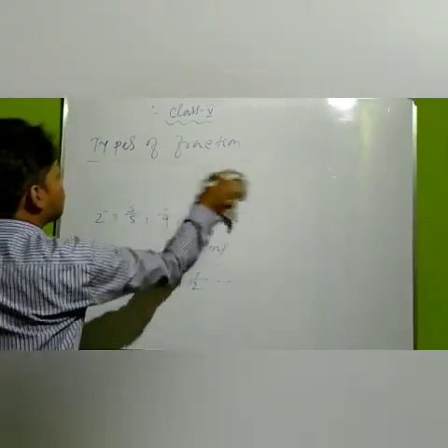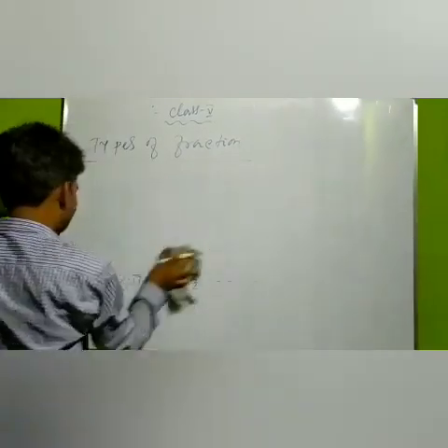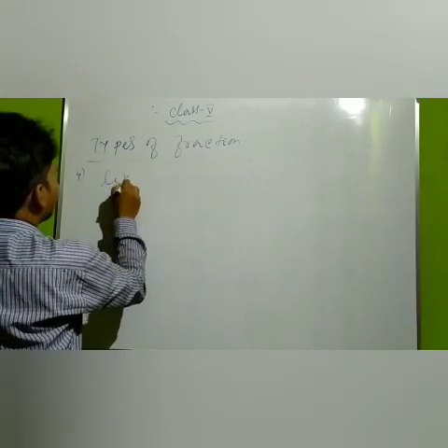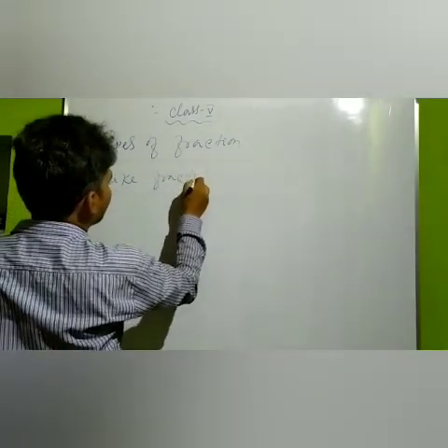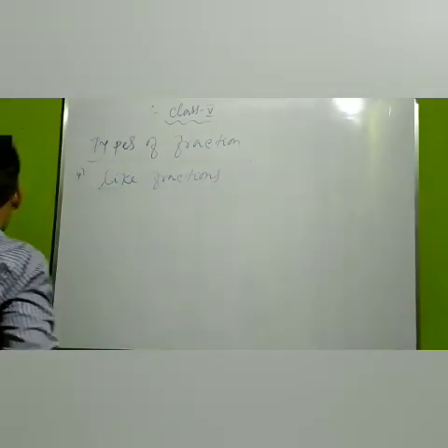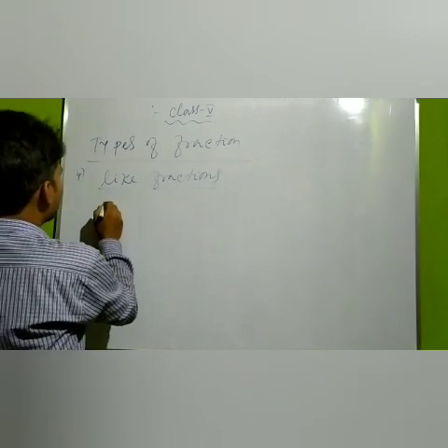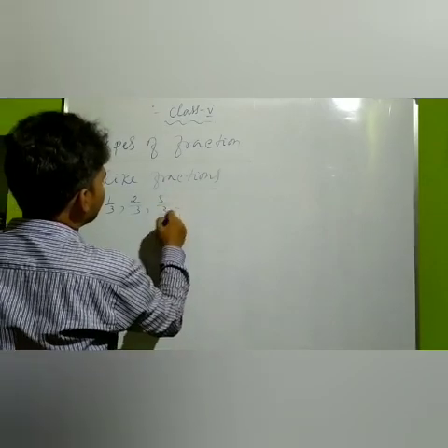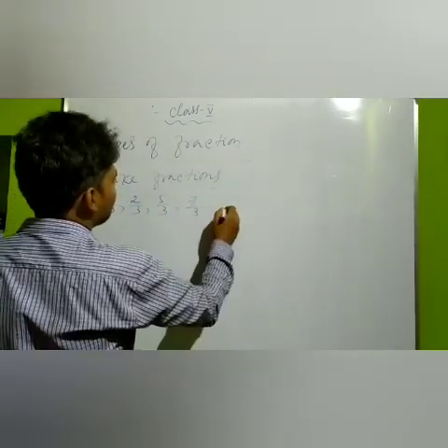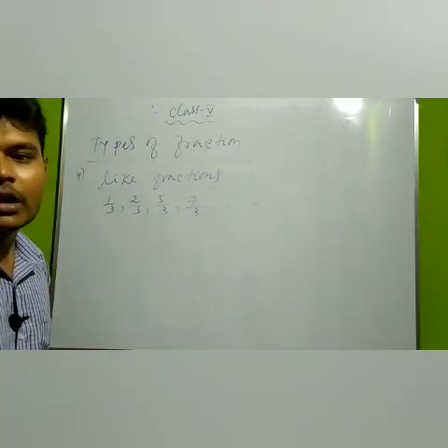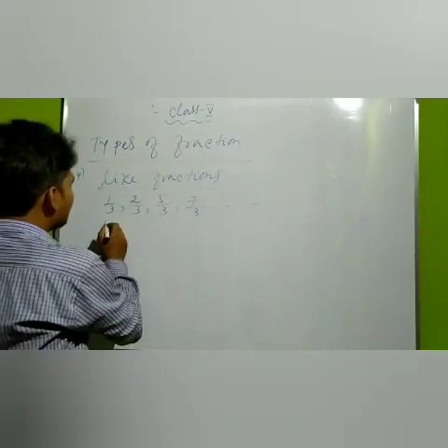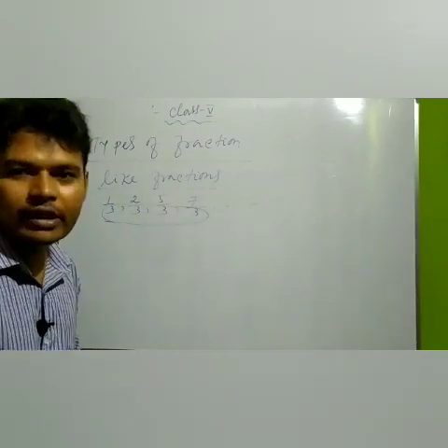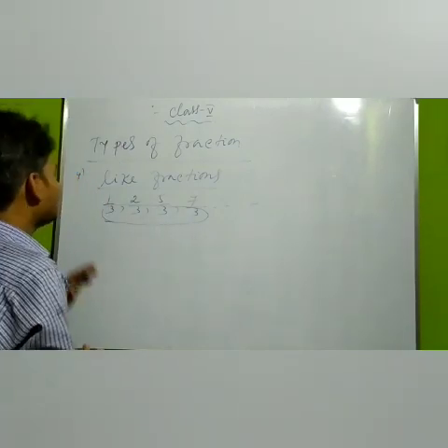Now you come to the fourth type of the fraction, like fractions. What are this type of fraction? If you take 1 by 3, 2 by 3, 5 by 3, 7 by 3, then these type of fractions are called like fractions. Why? Because here all of these fractions have the same denominator. So these type of fractions are called like fractions.